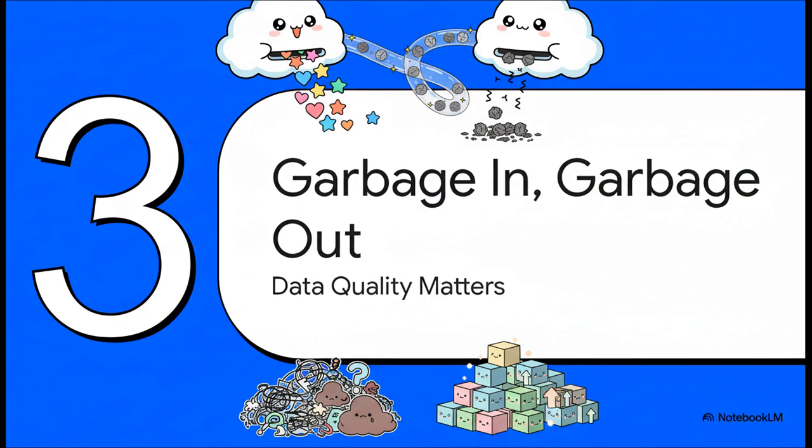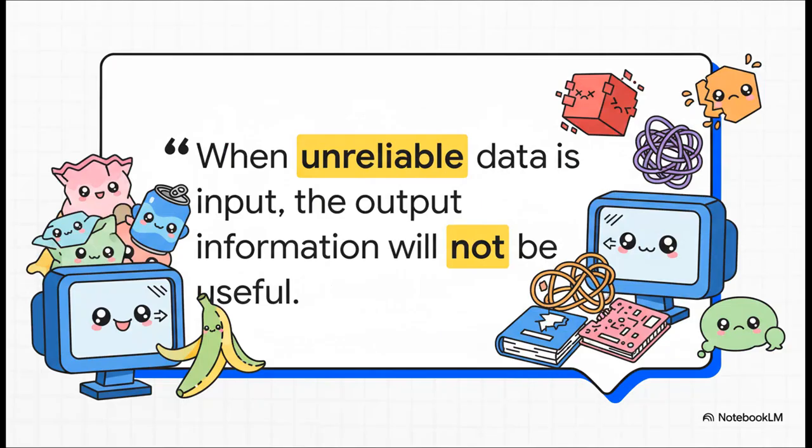Now that little cycle is incredibly powerful, but it has one huge weakness. The quality of what you get out is completely 100% dependent on the quality of what you put in. And this brings us to one of the oldest, wisest, and most important rules in all of computing. Garbage in, garbage out. If you feed a system bad data, messy data, or just plain wrong data, you are going to get bad, messy, wrong information back.